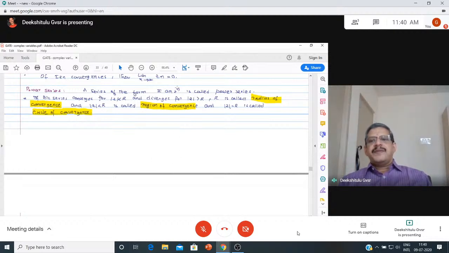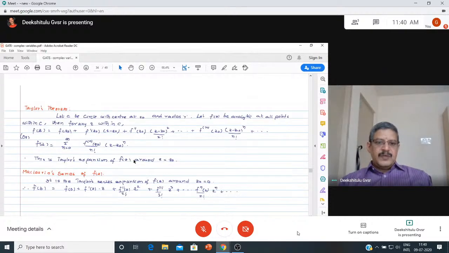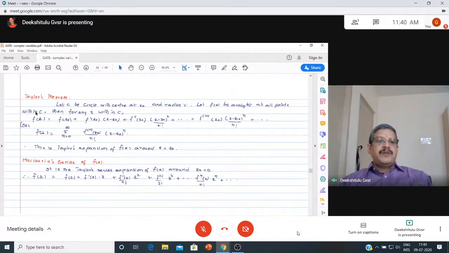Okay, radius of convergence is very important. For every problem in infinite series, we have to mention the region of convergence or radius of convergence. We have two wonderful theorems here. One is Taylor's theorem. The first one is the basic one again, Taylor's theorem in complex numbers.